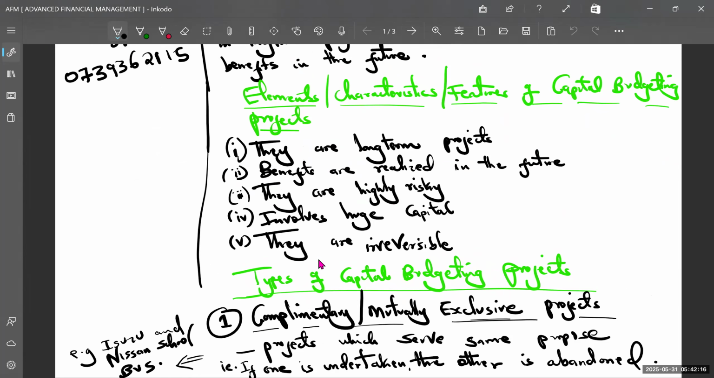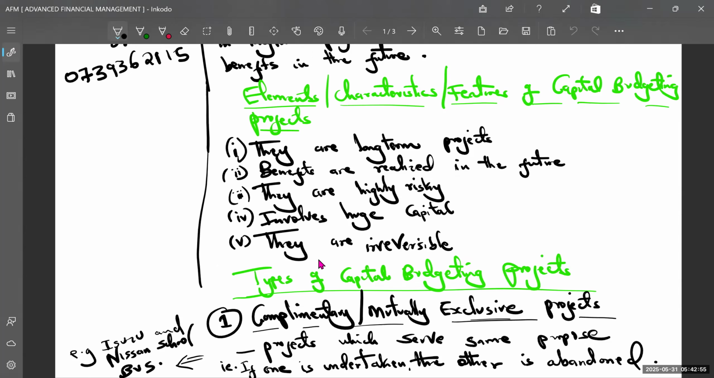Before you overthink what it means, I want you to look at the word complementary, or mutually exclusive. We gave the simplest description to enable you to understand it and let it stick. They are mutually exclusive. These projects serve the same purpose, and that's why we call them complementary. What that simply means is, if you decide to undertake one of the projects, you will automatically disqualify the other.